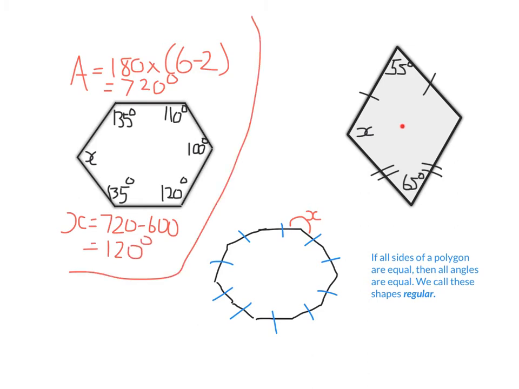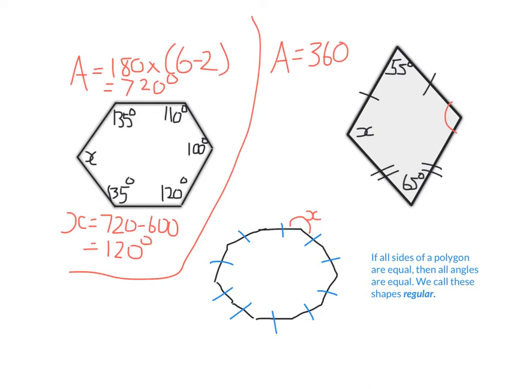So let's look at this shape here. Well, this is a quadrilateral. It has 4 sides. You probably know that the angle sum of a quadrilateral is 360 degrees. It'd be 180 times (4 minus 2). Now, this is a special kind of quadrilateral called a kite. So in a kite, these two angles will be equal.